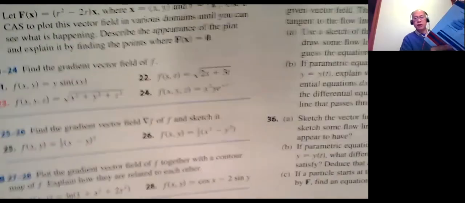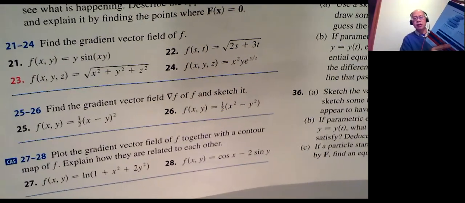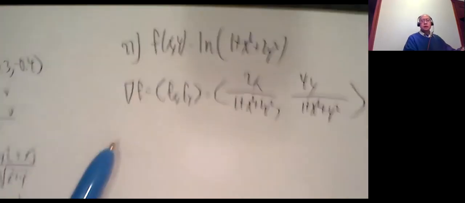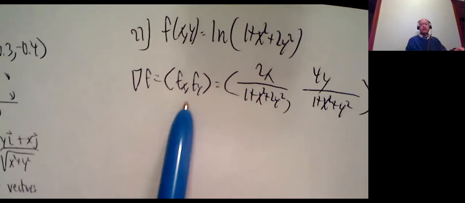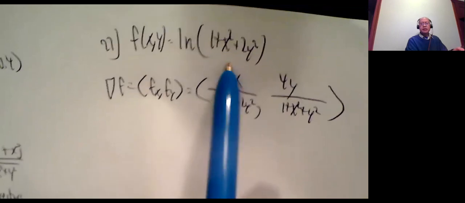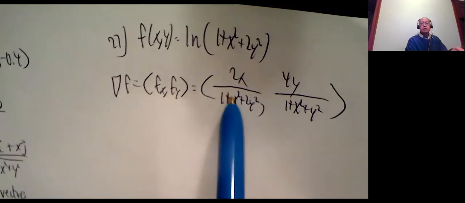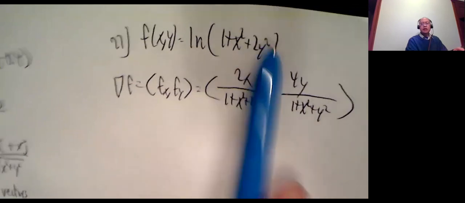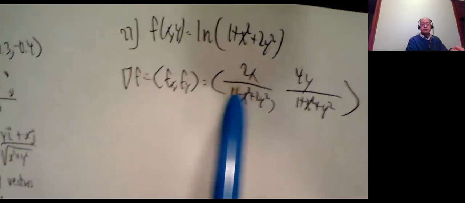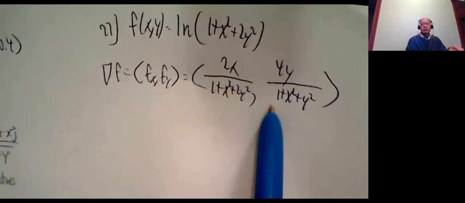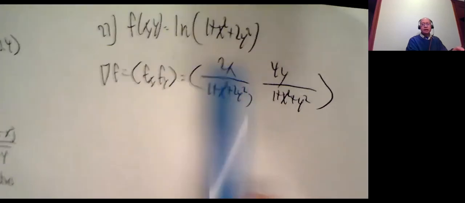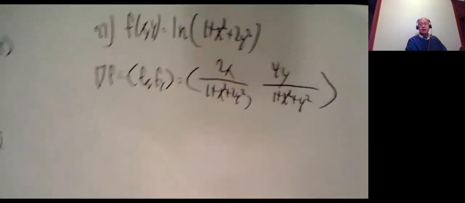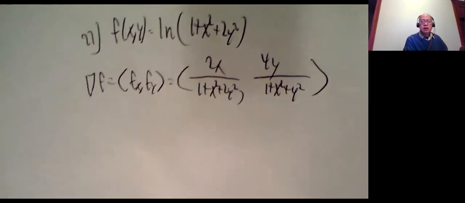All right, 27, and then we're done. Okay, never mind about graphing it. So f of xy is natural log of 1 plus x squared plus 2y squared. Okay, so del f, it's a 2-dimensional gradient, so fx, fy. So partial with respect to x is 1 over 1 plus x squared plus 2y squared. Then by the chain rule, times the derivative of the inside with respect to x, 2x. Fy, 1 over 1 plus x squared plus 2y squared times the derivative of the inside with respect to y, 4y. And that's it. And we are done.